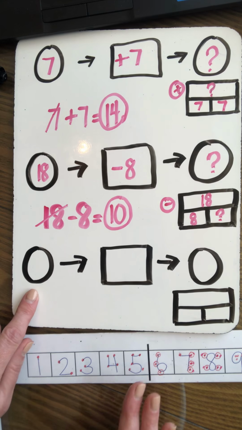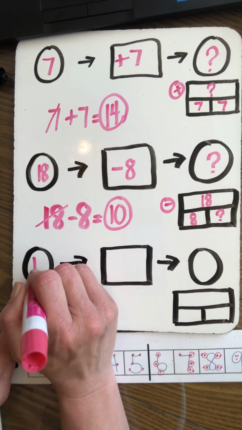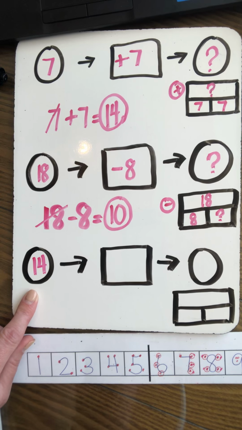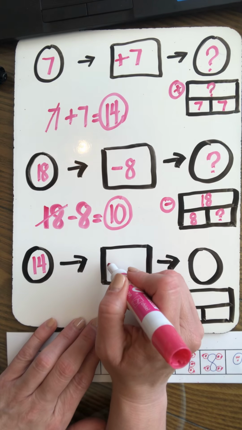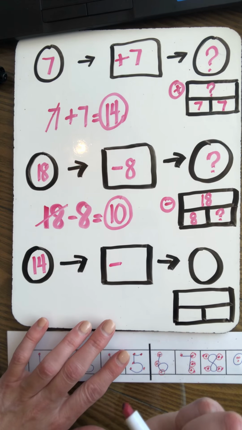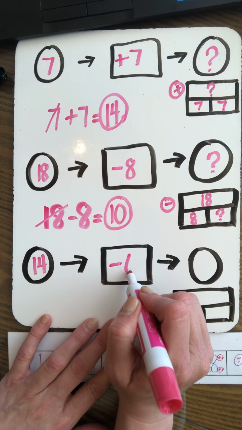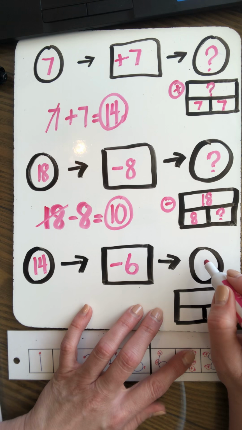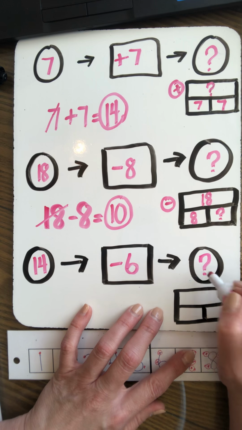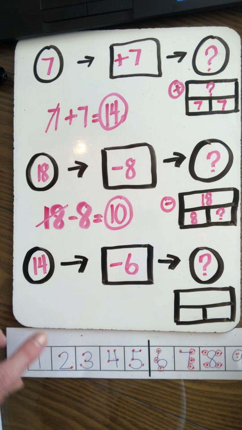So in the beginning of the story, Maria had 14 granola bites. I'm going to write 14 in my organizer. Now her granola bites changed because she ate them. And whenever I eat something, it goes away, which is a subtraction story. And I'm going to put 6 because she ate 6. And the story wants to know how many she had at the end. So that's where my mystery number goes.